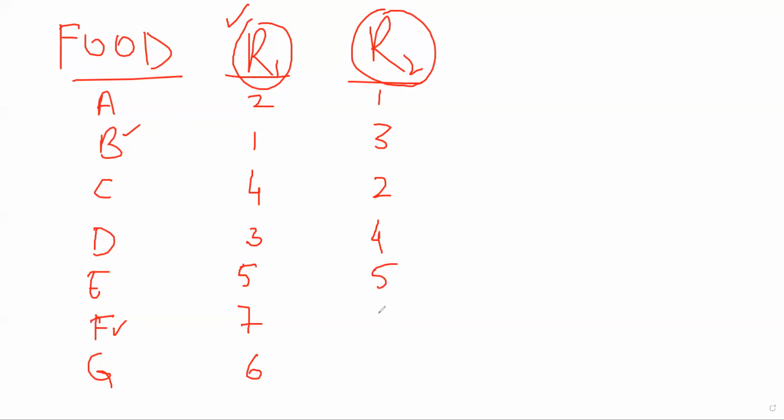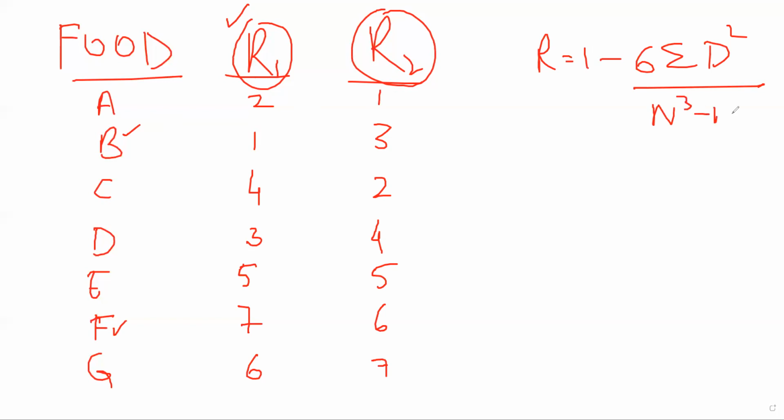Chalo, try to find the correlation coefficient. Correlation coefficient R is equal to 1 minus 6 of sigma d square divided by n cube minus n, where d is equal to R1 minus R2. So first you have to find d, then you have to find d square, then you have to proceed. Try to find the value and tell me.